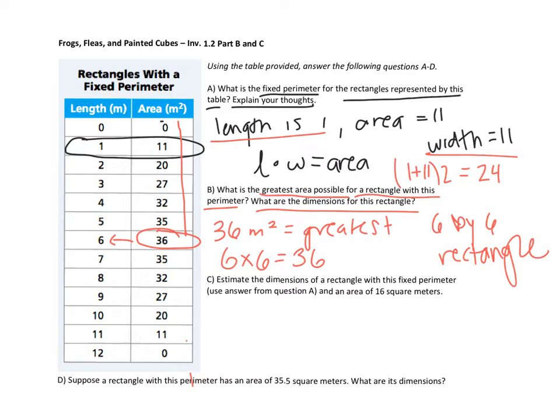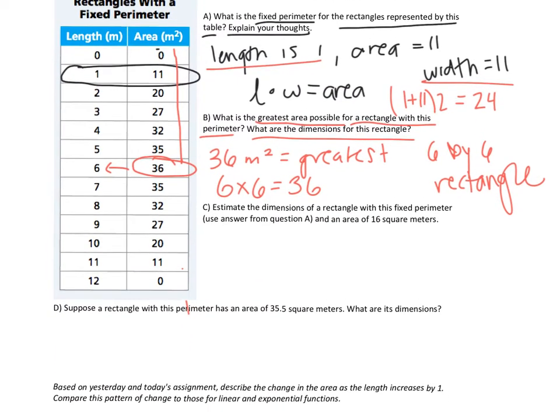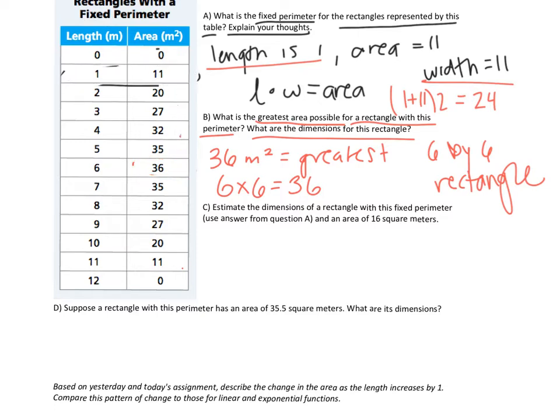All right. Okay, so these next two questions are dealing with estimating possible values using the table. Okay, it's not going to be very exact because, again, we're estimating. All right. And so the first one, now I'm going to go ahead and make sure I erase the rest of the chicken scratch on the table. Okay. And it's saying estimate the dimensions for a rectangle with this fixed perimeter.